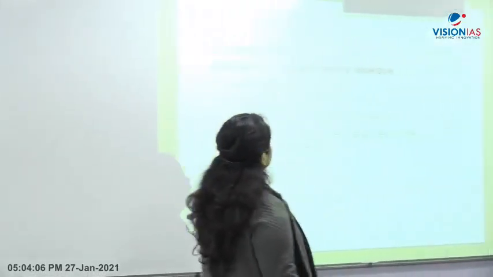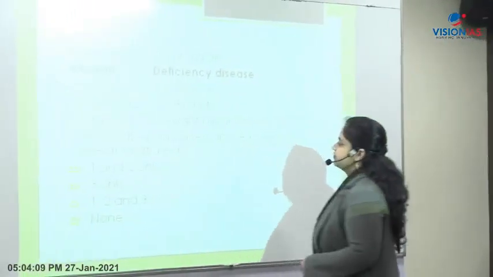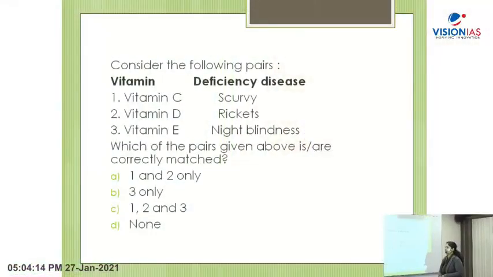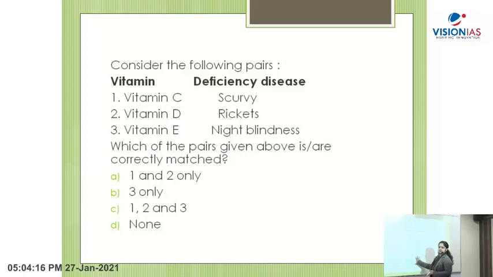I have answers as A from Sushila, Shivani, Kirti, Kartike, Prabhakar, Vishwanath, Karan, Simran and Shagun. Let's see the question. Vitamins and their deficiency diseases. Consider the following pairs. Which of the pairs given above are correctly matched? Once you start seeing UPSC questions, you will find a lot of questions of this match the following type. So let's try and match this.